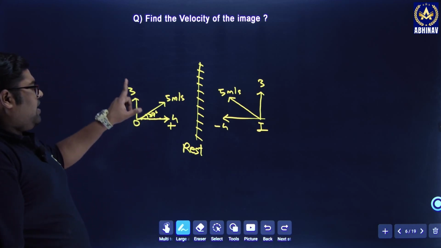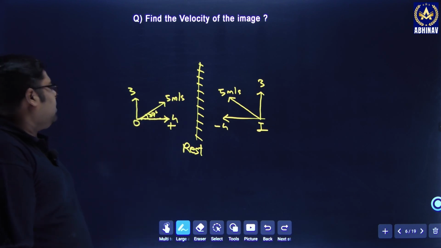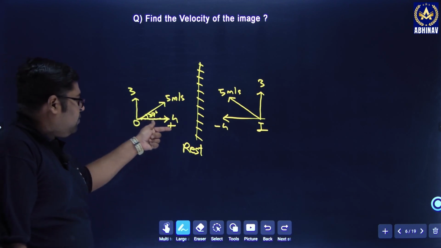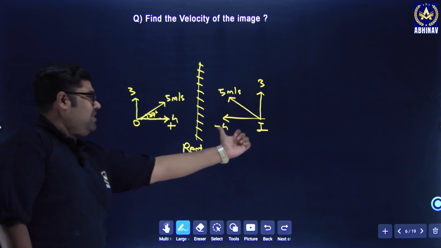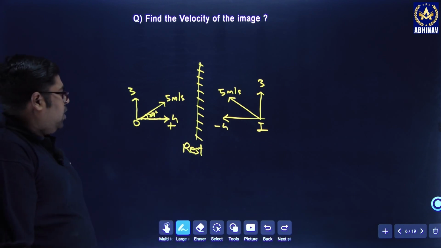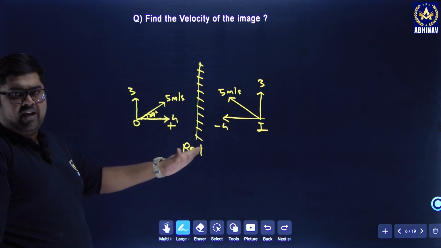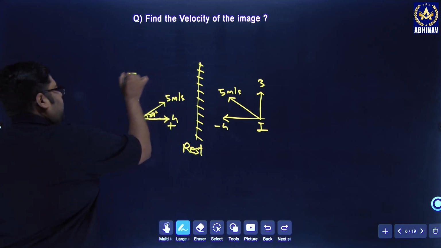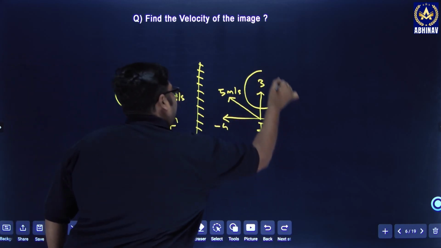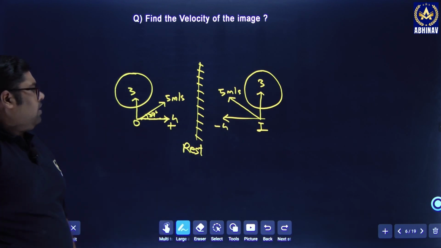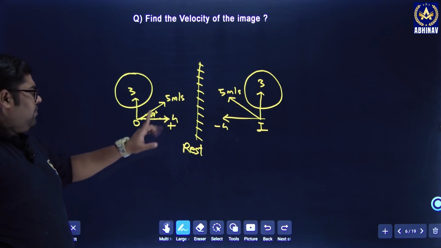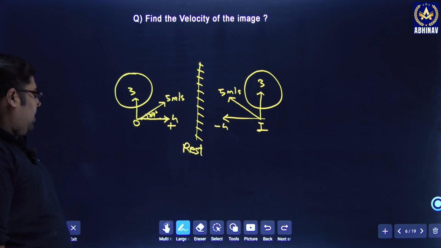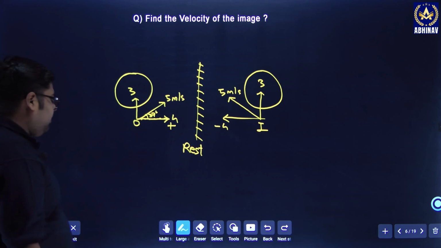As you can see, only the x coordinate has changed here. It was approaching the mirror with a velocity of plus 4 meters per second and now the image is approaching the mirror with a velocity of minus 4 meters per second, while the y component remains unchanged. Now, this one was pretty easy because the mirror was at rest. Now, let us solve another example where the mirror will be moving.